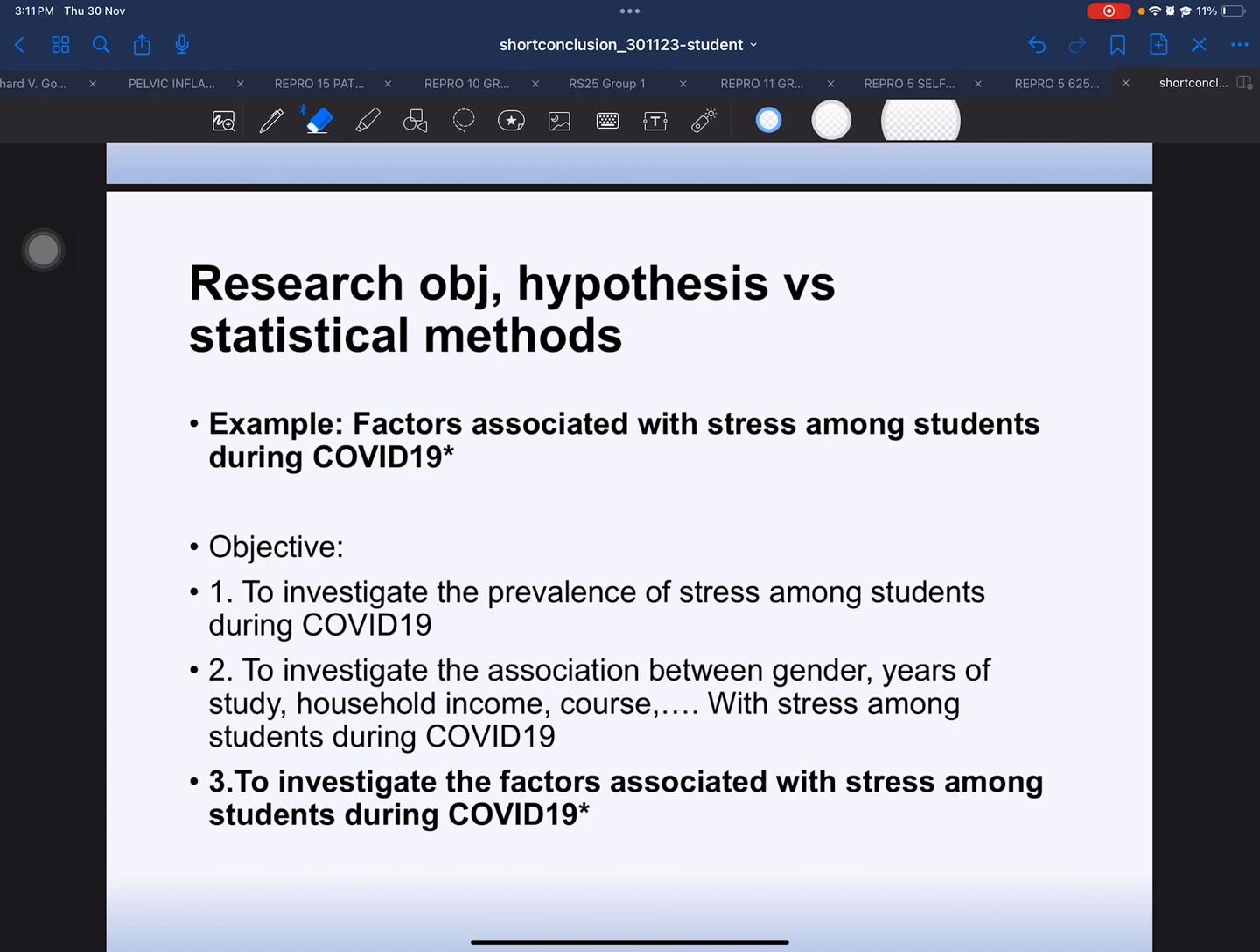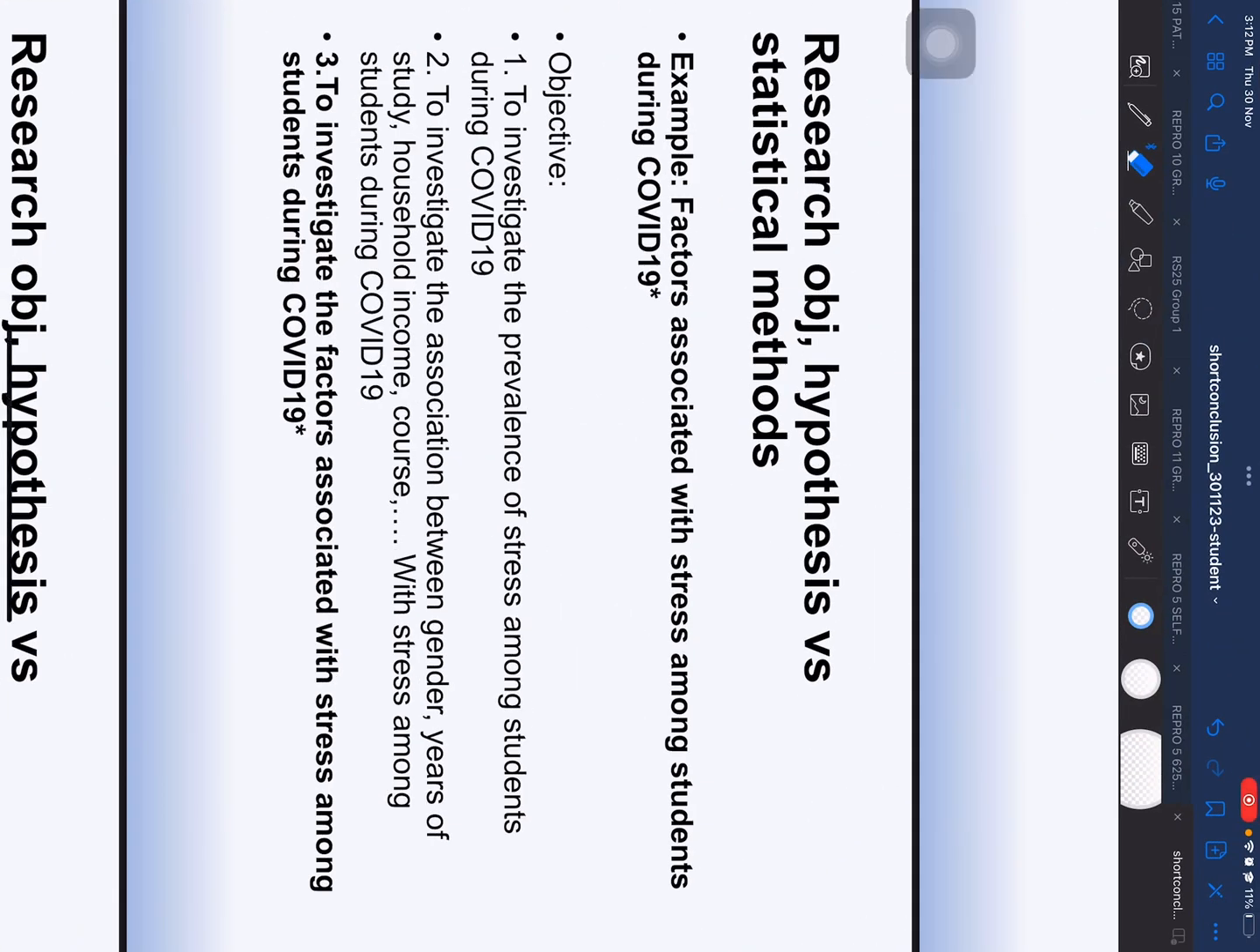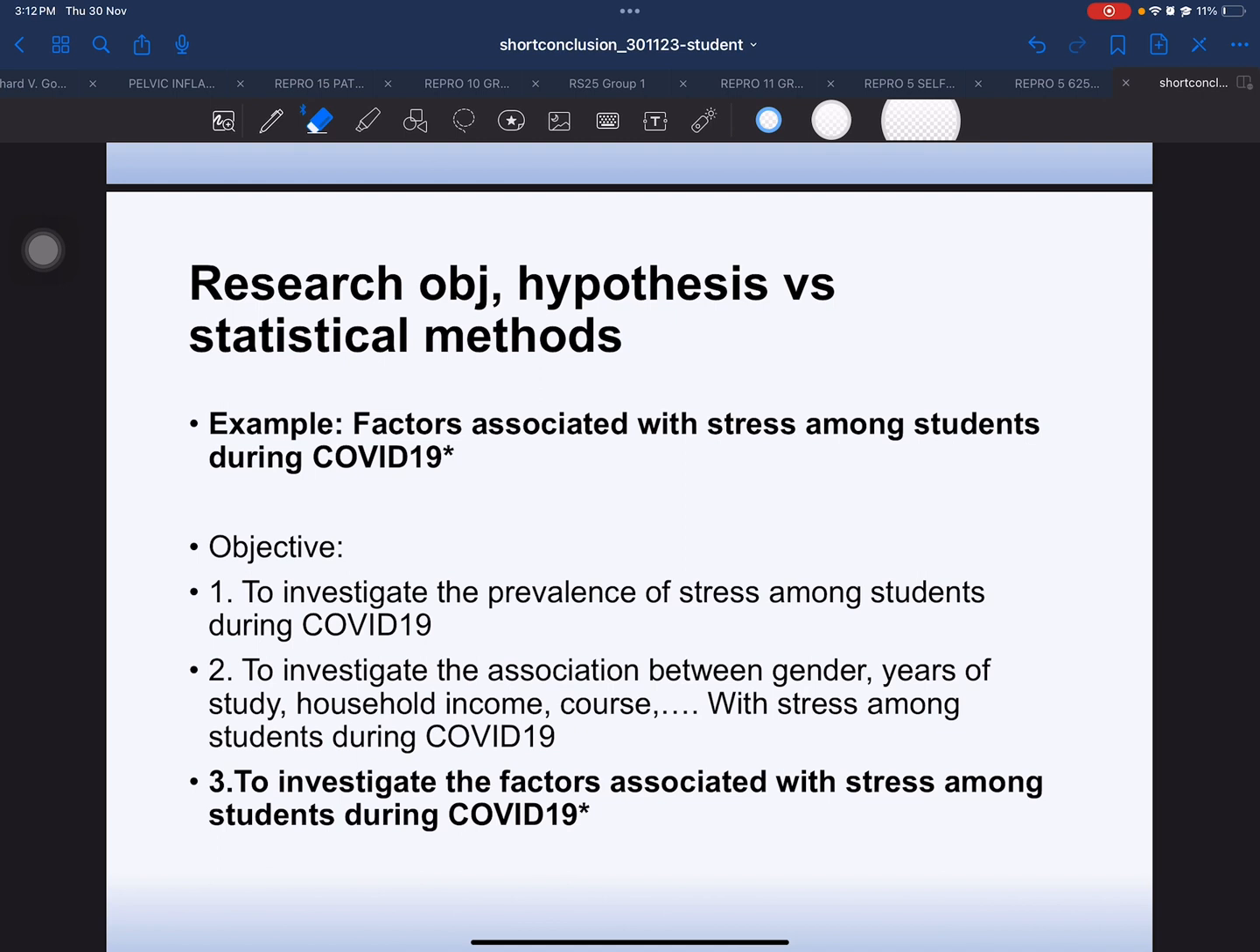If people ask you what a null hypothesis is, it is always no difference. For example, there is no difference between year 1 and year 2 students. For the alternative hypothesis, it will be that there is a difference. That's all. For your chapter 1, you need to write down the hypothesis. Bear in mind, only write it down for your inferential statistics.